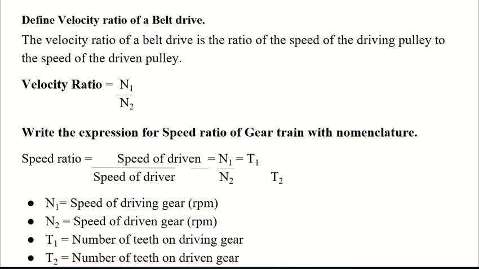Define velocity ratio of a belt drive. The velocity ratio of a belt drive is the ratio of the speed of the driving pulley to the speed of the driven pulley, N1 divided by N2.